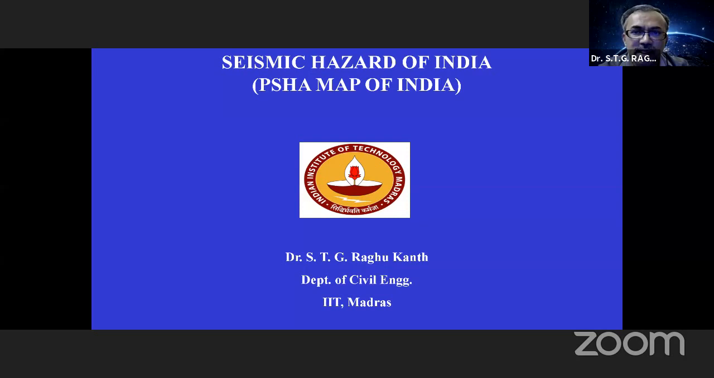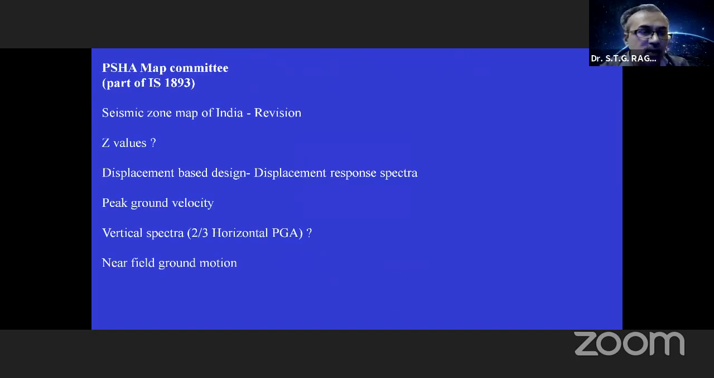Today my lecture will be on the seismic hazard map, that is, essentially on the seismic zones and the Z values. As many of you may know, in our IS 1893 we have one committee known as the PSHA Maps Committee, which is responsible for the seismic zone map and the Z values. The revision of our seismic zone map started almost 10 years back, but because of many issues, it got delayed. And I think last year, this work was taken up in an active manner.